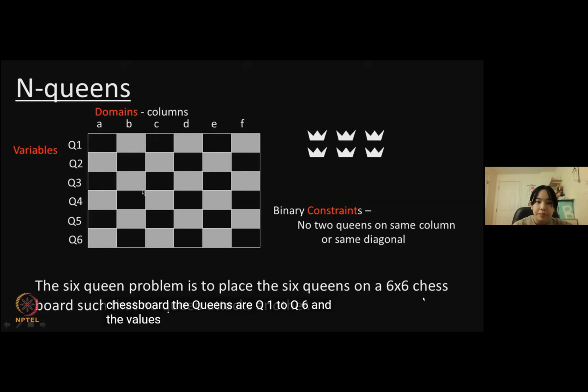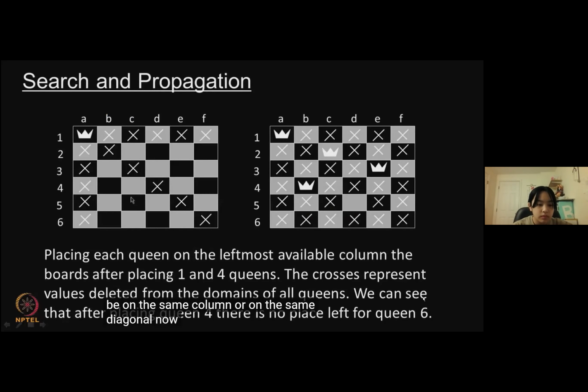The queens are Q1 to Q6, and the values that these variables can take are the column numbers A, B, C, D, E, F. The constraints are that no queens can be on the same column or on the same diagonal, essentially. Now, searching would simply say try queen 1 on column A, then try queen 2 on column B or something, and this kind of thing.